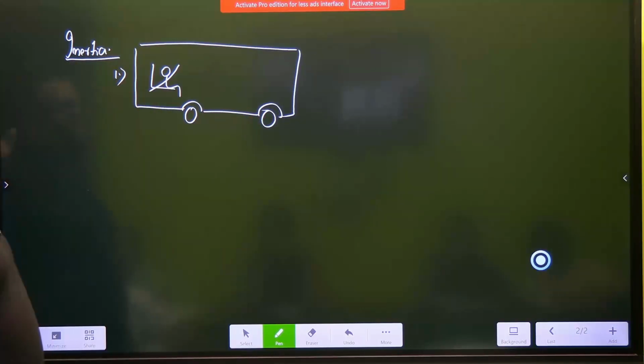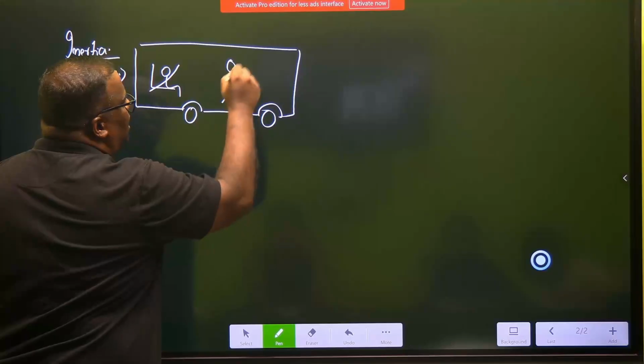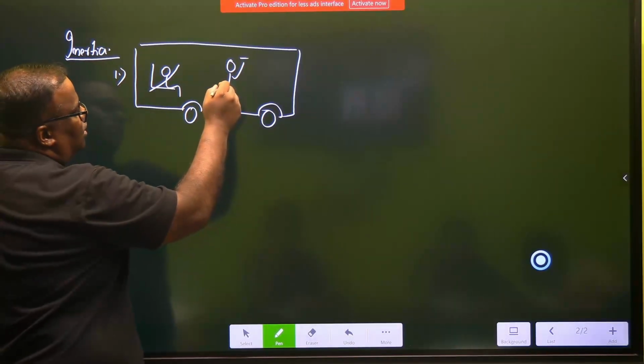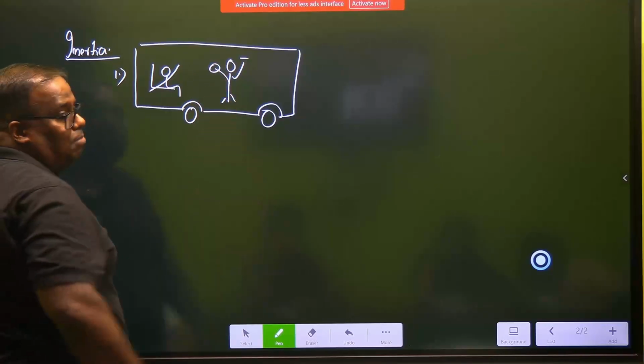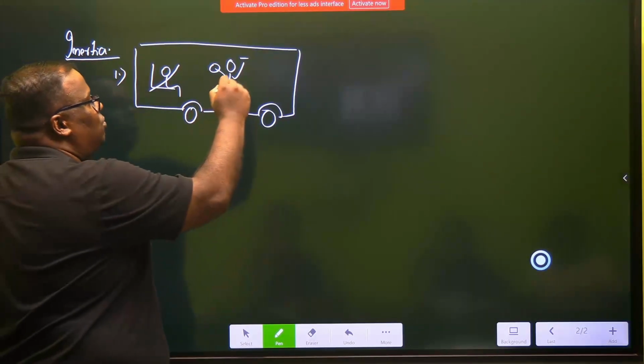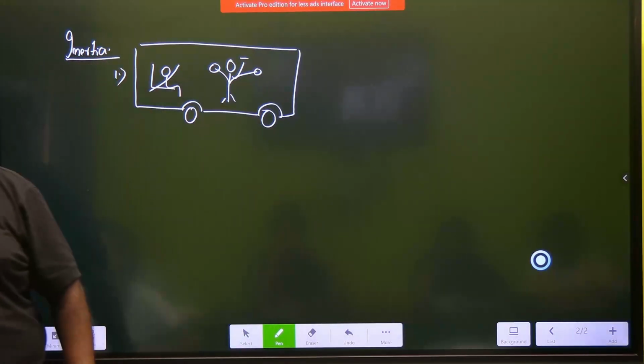So what is an example of inertia? Suppose there are persons standing and holding the handrails. Immediately when the bus starts, this person will fall back. And if it is in motion and it brakes, the person will fall on the front side. This is a very common example. I hope all of you must have experienced it.